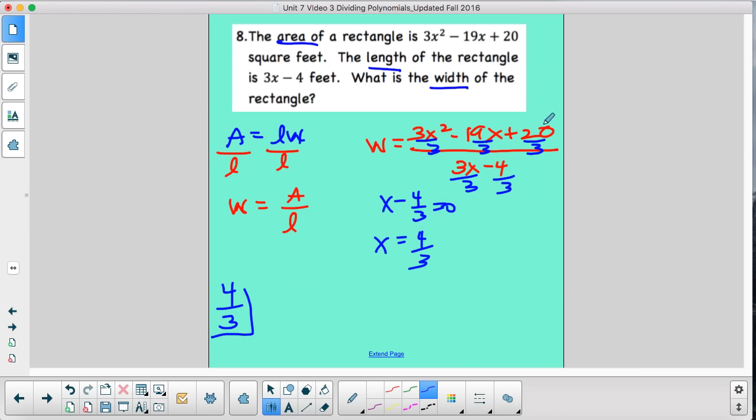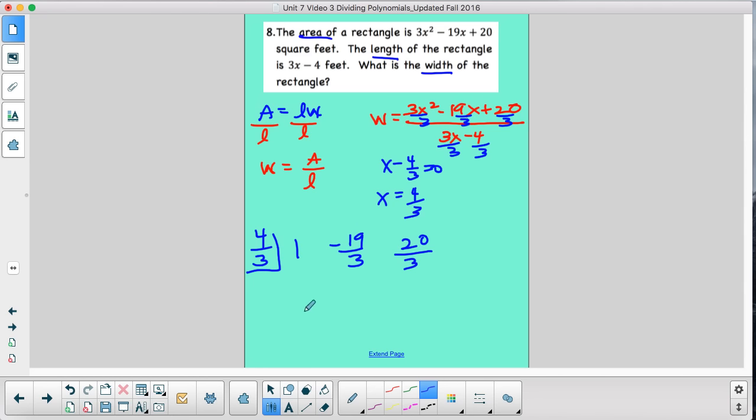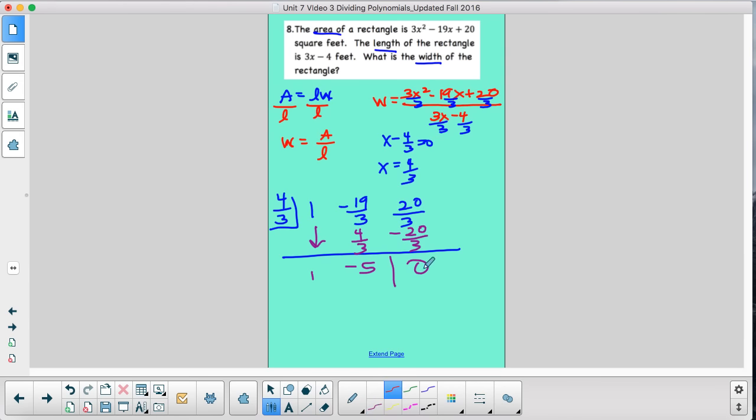3 divided by 3 is 1. 19 divided by 3 is not nice, so negative 19 over 3. And 20 divided by 3 doesn't divide evenly, so we're going to leave it as a fraction. Now we take the 1, bring it down. 4/3 times 1 is 4/3. Negative 19 plus 4 is negative 15. Negative 15 divided by 3 is negative 5. 4/3 times negative 5 is negative 20 over 3. So 0, so we have no remainder, which is nice. So this is my remainder, this is my constant, and we are dealing with the variable x. So my width, when I do the division, is x minus 5, and this is in feet.